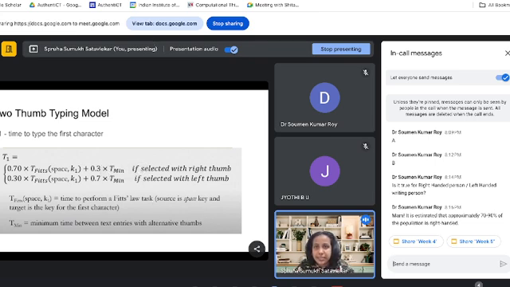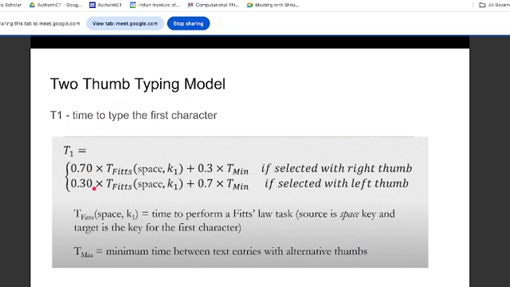So that's why this 7.70 and this 0.30 has been placed over there. From the space key, usually the first letter is typed with the right hand thumb by 70% of the population, and that's why they have multiplied it with 70. So it is the first key.